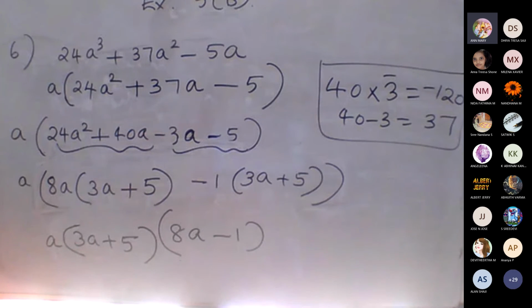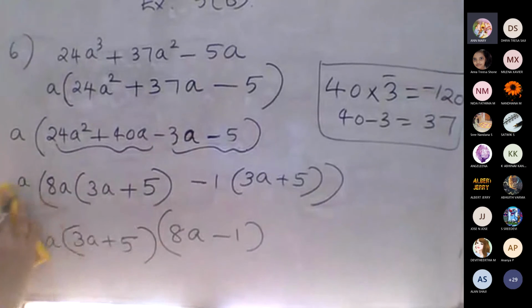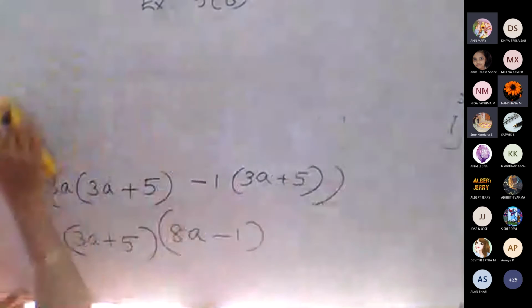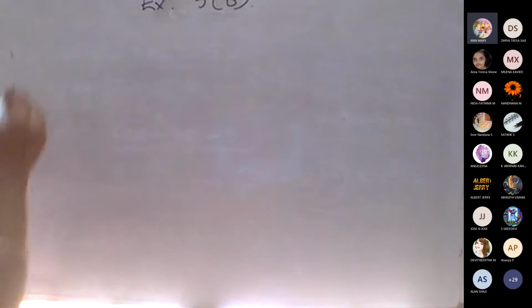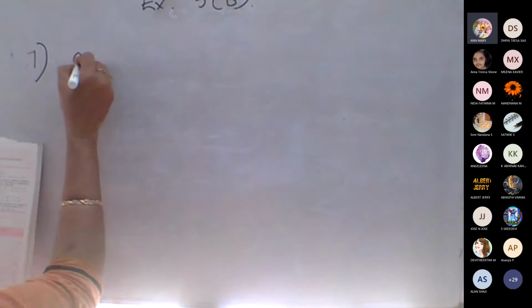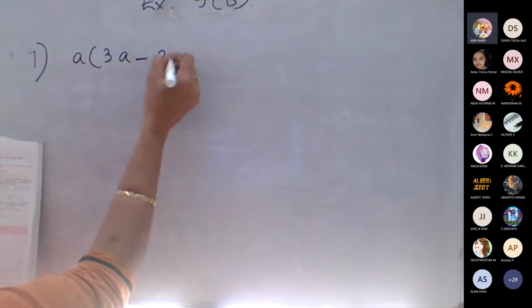So look at question number 7. Ma'am, we can remove. Completed. Yes, ma'am. So 7th question. Any idea for the 7th one? Yes, ma'am. A into 3a minus 2.